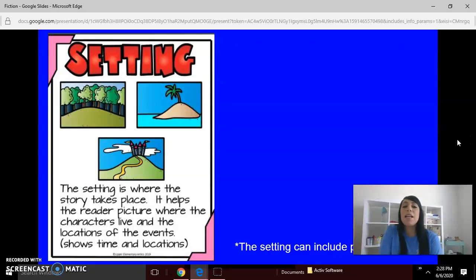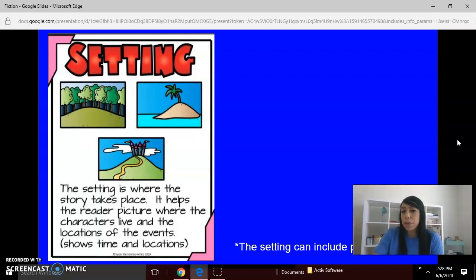Okay, then the next story element, there's 5. So that was number 1, this is number 2. A second story element in a story is a setting. So the setting is where a story takes place. It helps the reader, you, picture where the story is taking place. And one big thing I want you to remember is that setting not only includes place, but it can include time. For example, daytime or nighttime.